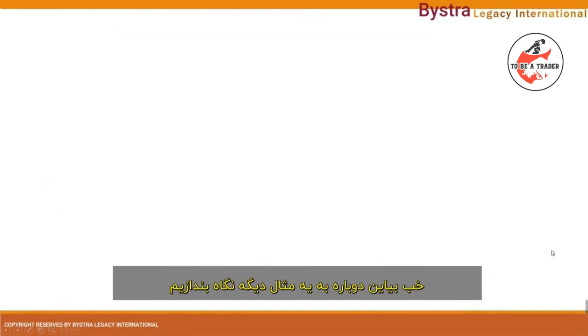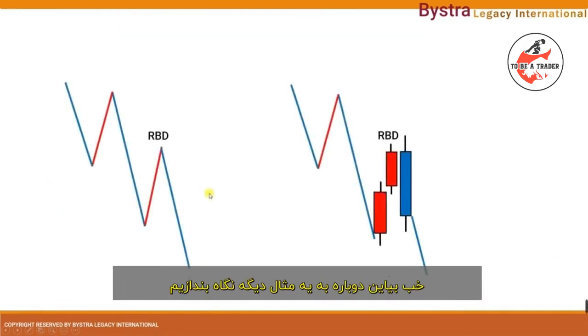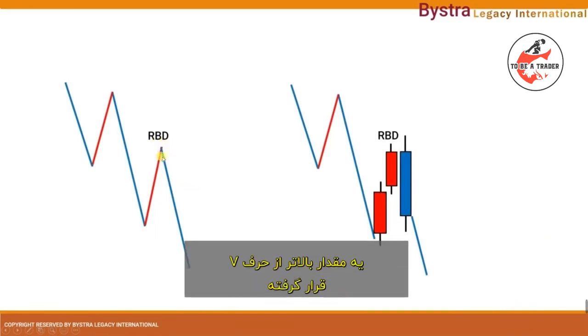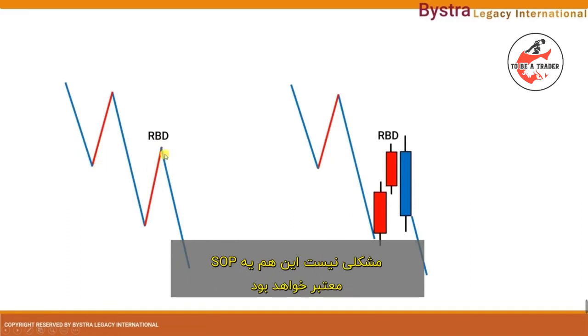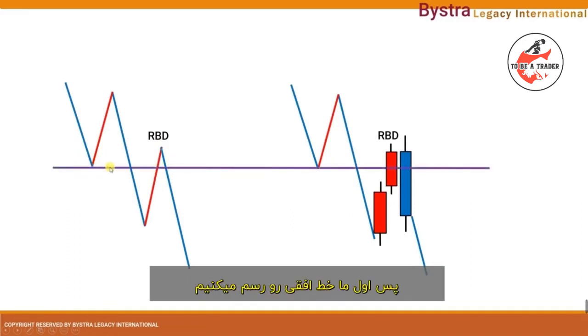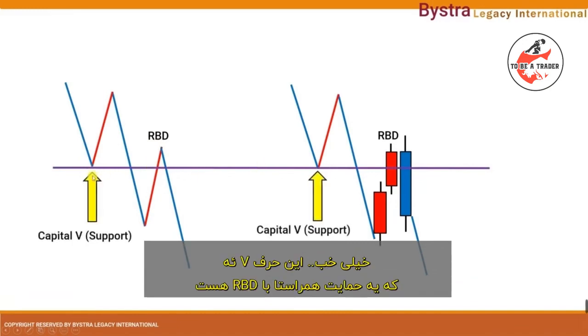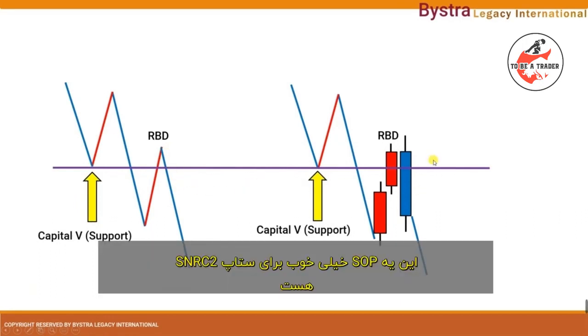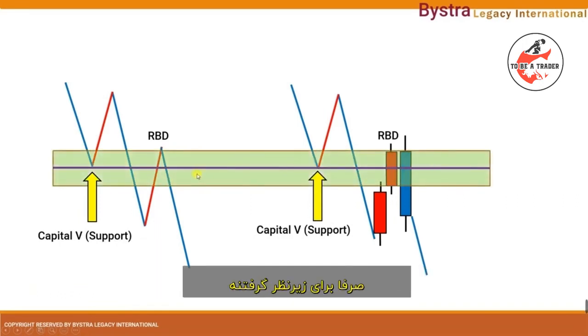So let's have a look at another example. This time the Rayleigh base drop will be slightly higher than the capital letter V. It's no issue. This will be a valid SOP as well. So we first mark the horizontal line. Okay, this is the capital V, which is the support, aligned with the Rayleigh base drop. This is a very good SOP for the SNRC2 as well. We then mark the zone, just for monitoring purposes.